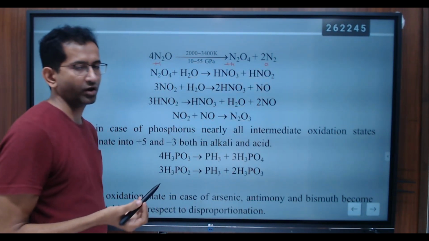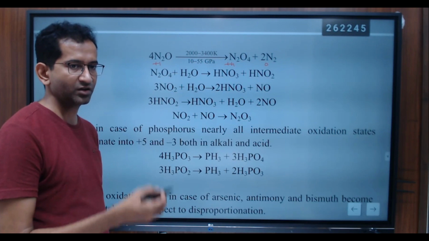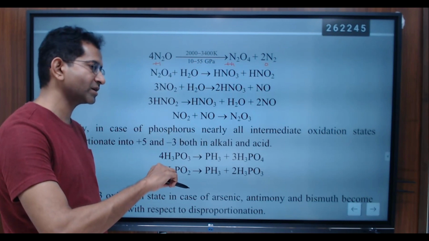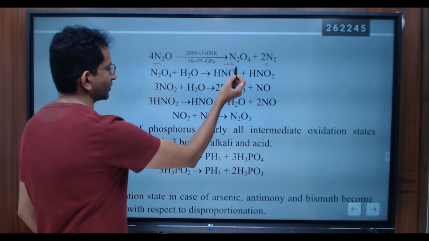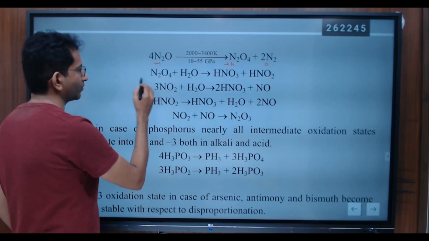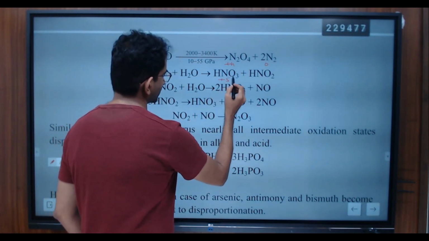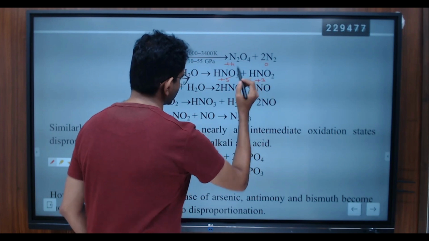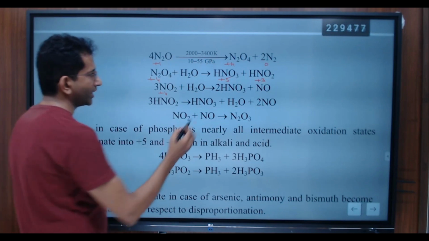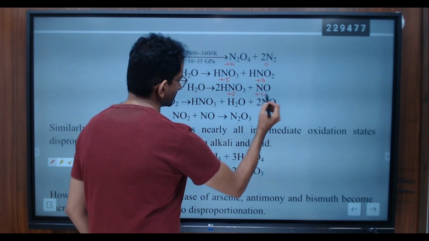First of all, you should know what a disproportionation reaction is. A disproportionation reaction is a redox reaction in which a single element undergoes oxidation to give one compound and reduction to give another compound. So +1 becomes +4, this is oxidation, and +1 becomes 0, this is reduction. Now look at N2O4, which has nitrogen with +4 oxidation state. In nitric acid it becomes +5, and in nitrous acid it becomes +3. Look at nitrogen dioxide, in which also nitrogen is +4. It becomes nitric acid, in which it is +5, and nitric oxide, in which it is +2.